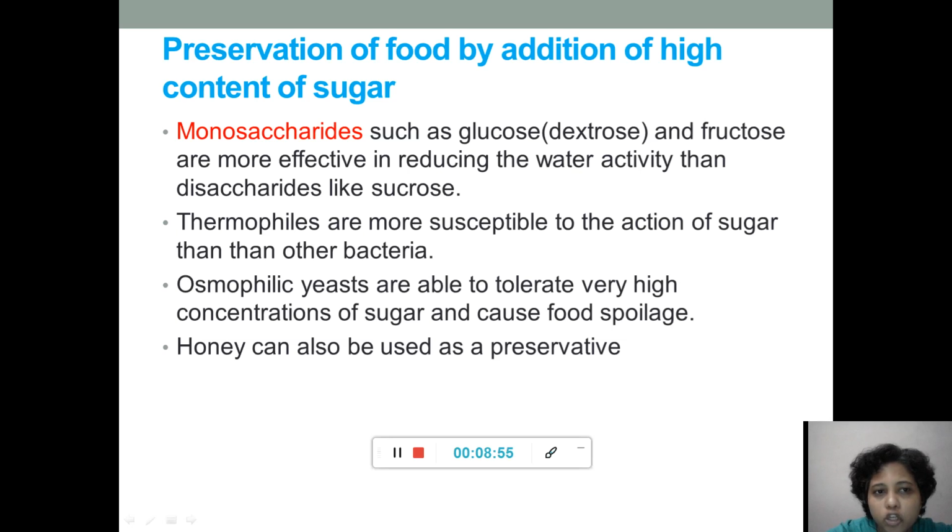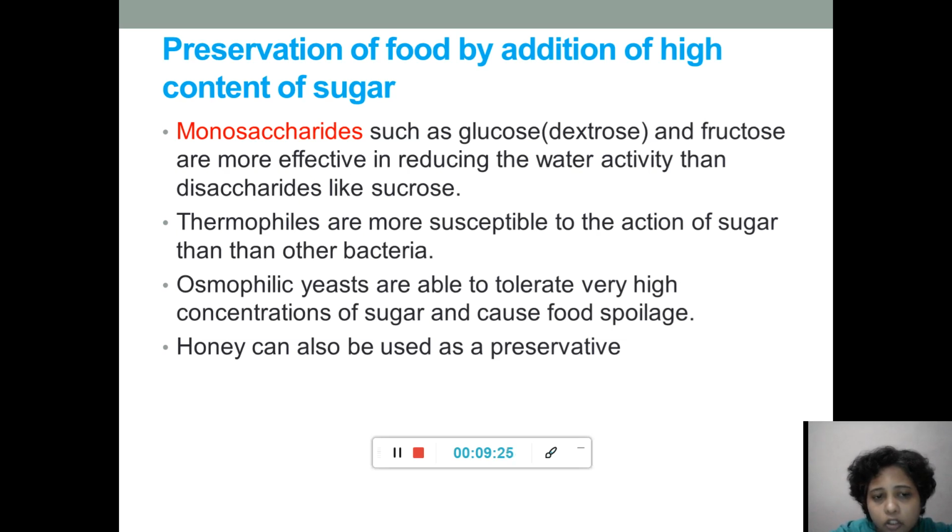Now the addition of a high content of sugar. Usually if you look, monosaccharides such as glucose or dextrose and fructose are more effective in reducing the water activity than the disaccharides. And thermophiles are more susceptible to the action of sugar than the other bacteria. Osmophilic yeasts are able to tolerate very high concentrations of sugar, and they can cause food spoilage. So yeast could probably grow if there is a high amount of sugar.